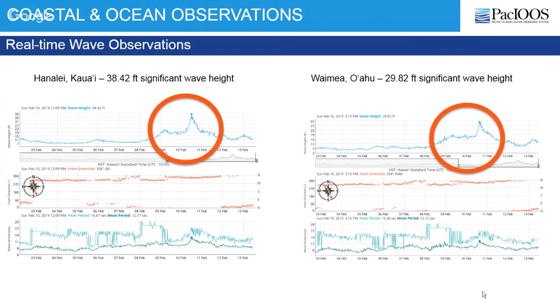So we got some records. The wave buoy at Hanalei measured 38 feet of significant wave height. I circled the peak. It was just a short period of time, a couple of hours max, where it was that high.